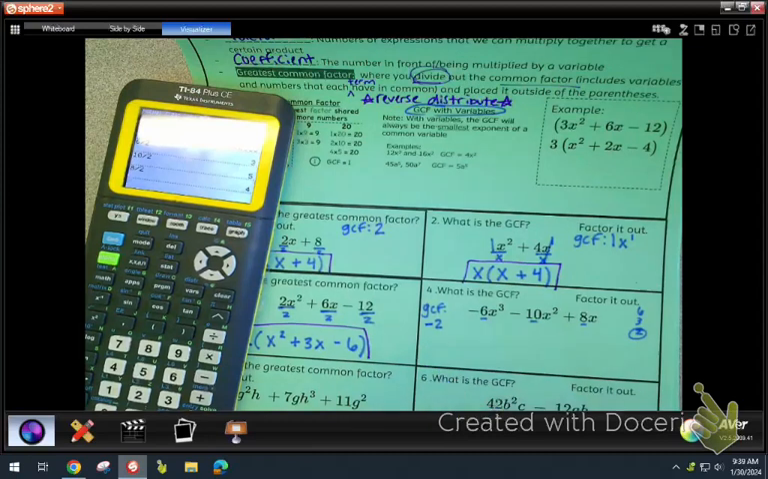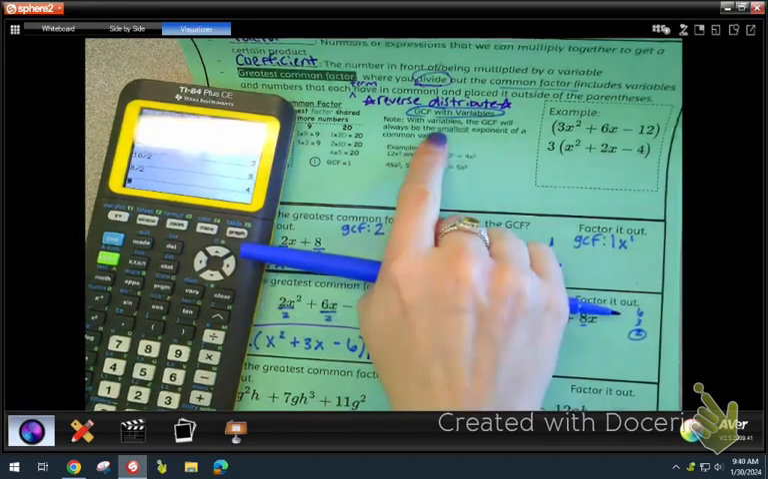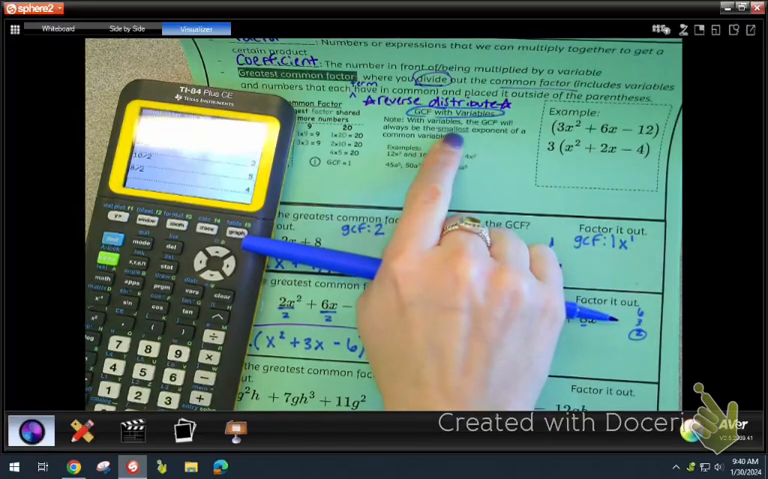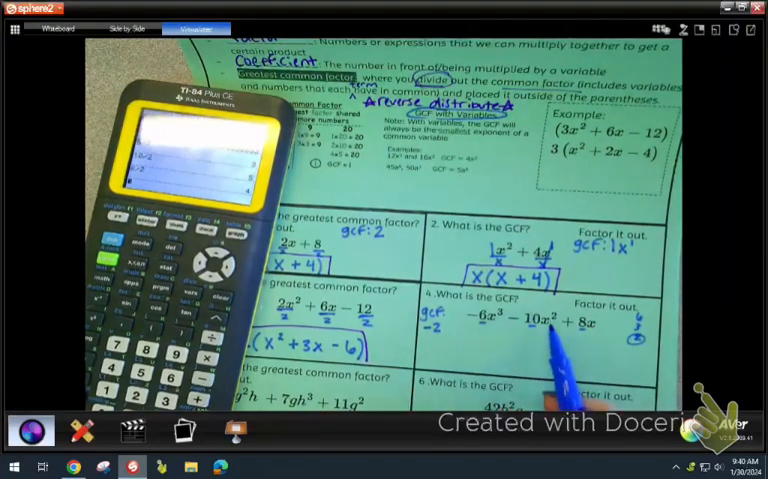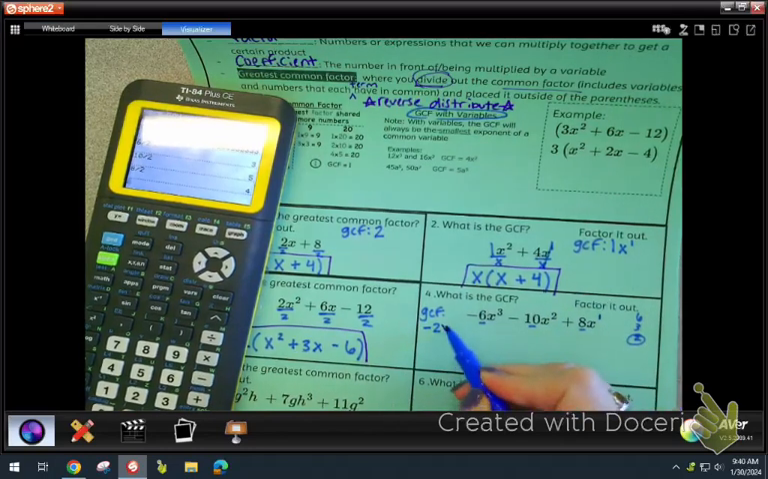Now I have to check for letters. Okay? Do they all have an X? They all do. So can I take one out? Yes. Which one am I going to take out? It's the smallest exponent. So x to the 3, x to the 2, x to the 1. What's the smallest exponent of x? 1. So I'm going to take out x to the 1. Do you have to write the 1? No.